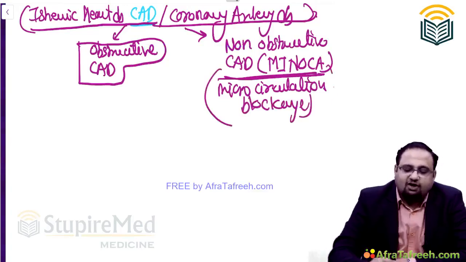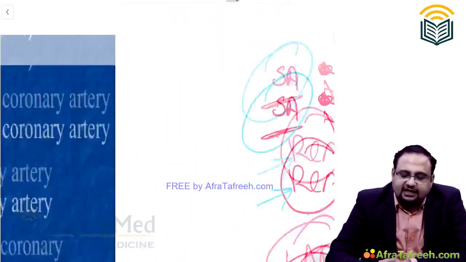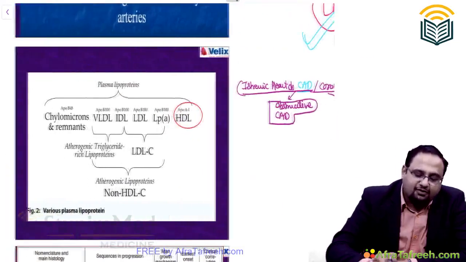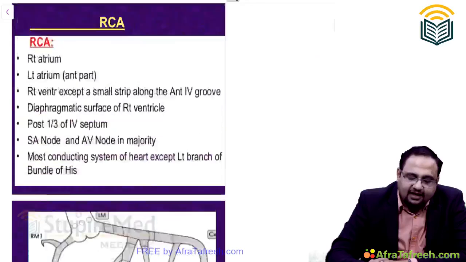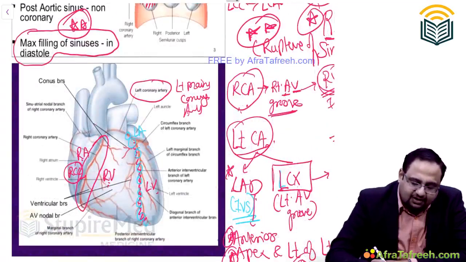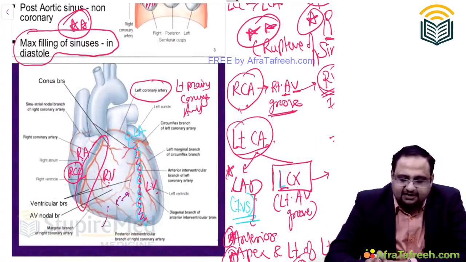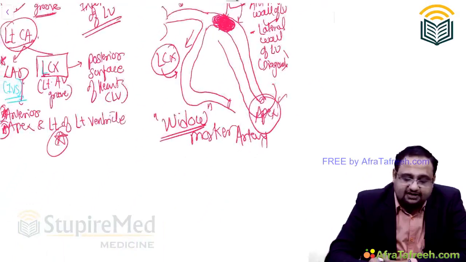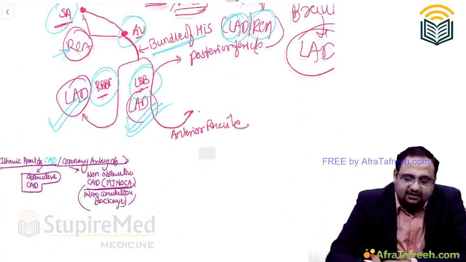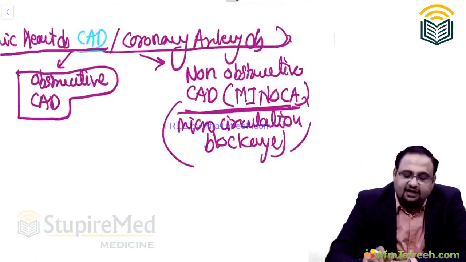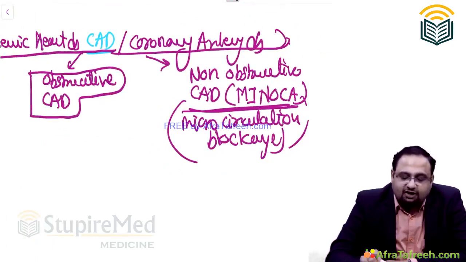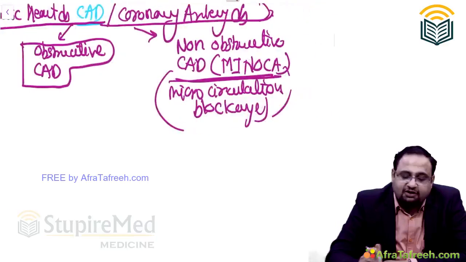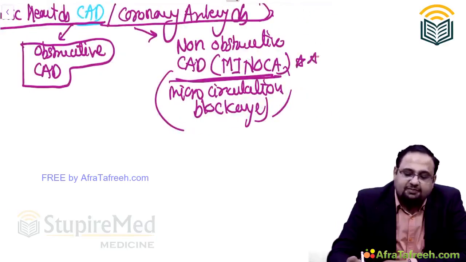Remember, the coronary arteries we have studied in detail are the epicardial arteries, and there are small branches which are not practically visible. They are very small branches that go and perfuse the myocardium. These small branches are known as intramyocardial vessels or resistance vessels, and those are associated with these blockages. This type of blockage is known as microcirculation blockage, also known as non-obstructive coronary artery disease or MINOCA. It's a new terminology, please make a note of it.